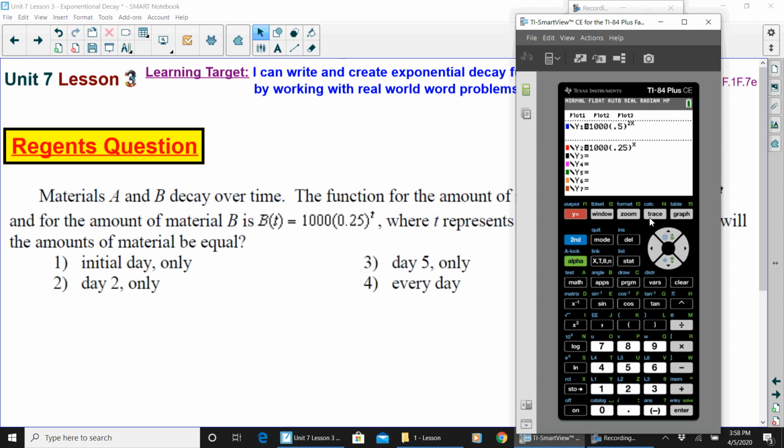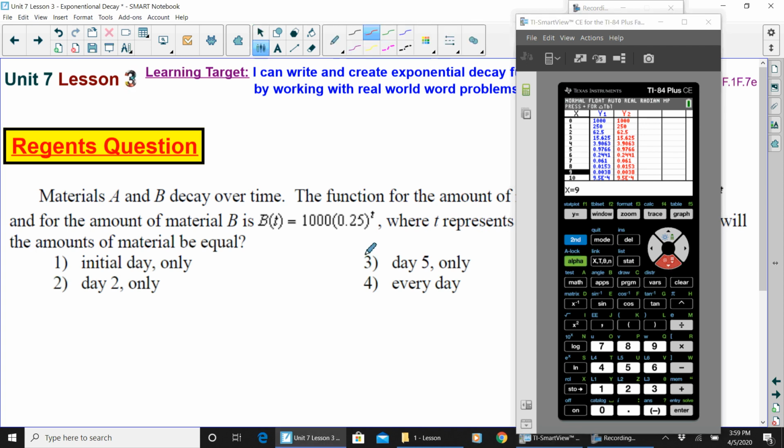So obviously, if you go to your graph, you see one graph, right? And if you press second function table, you see for every single day that the y's are equal. It's not just the initial day. It's not just one. It's not the first day. It's not day 2. It's not just day 5. It's every single day. And that's why the answer is 4.